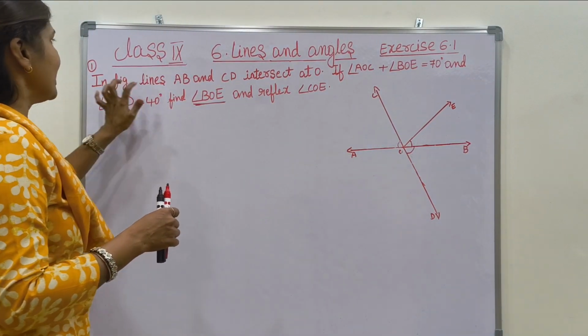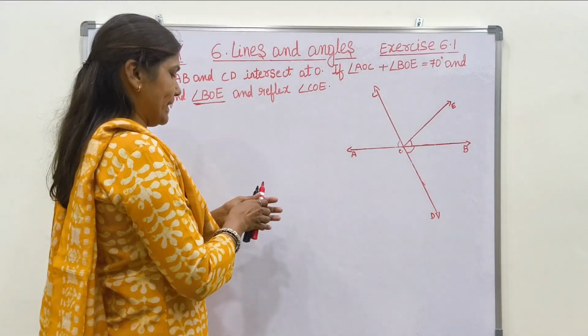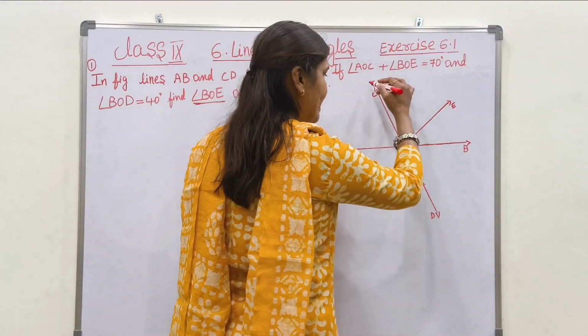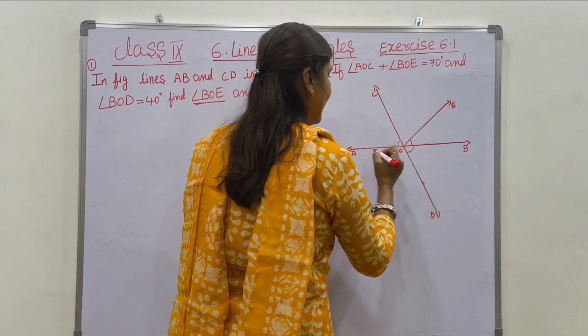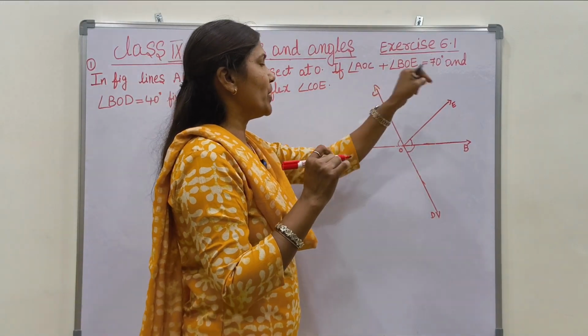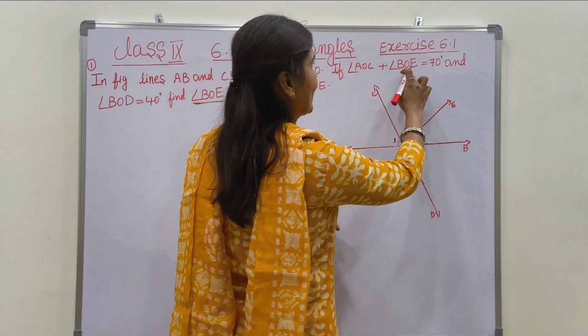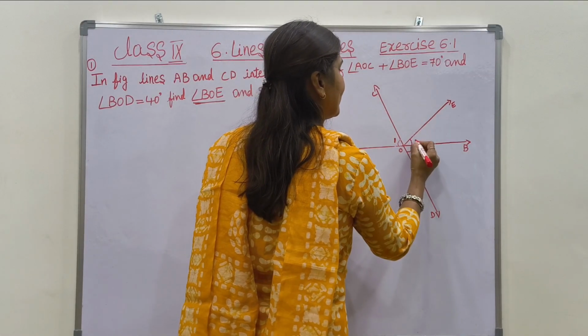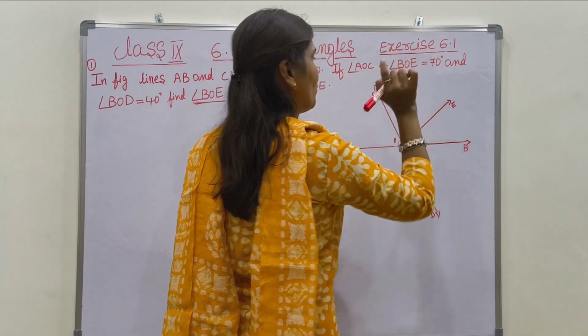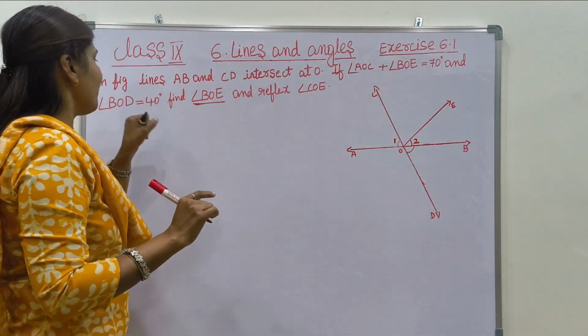See beta, what is given in the figure? In the figure, lines AB and CD intersect at O. See here, AB line, CD line, they are intersecting at O. Next, what is given? Angle AOC plus angle BOE is 70 degrees. AOC, this angle. Next, BOE, this angle. These both together are how much degree? 70 degrees. And BOD is 40 degrees.